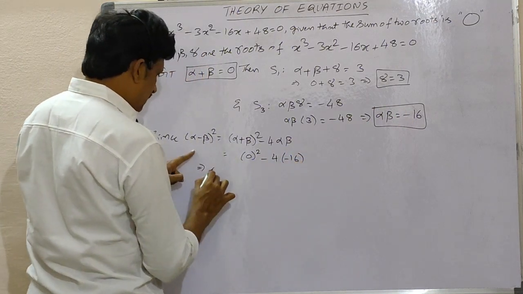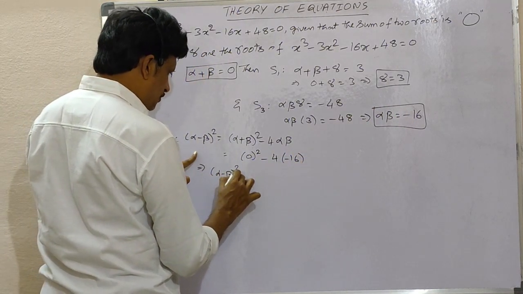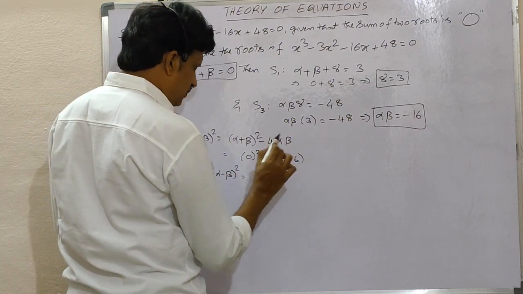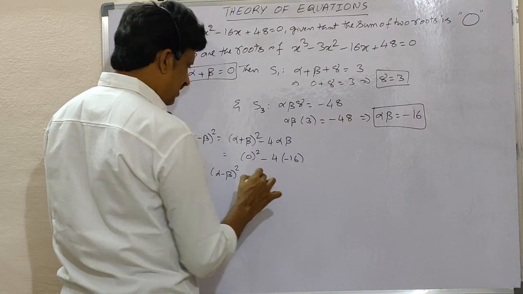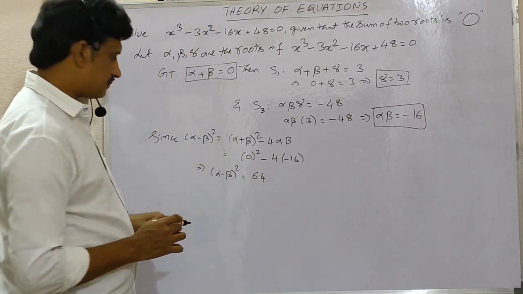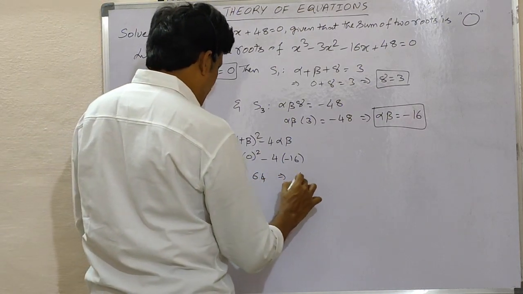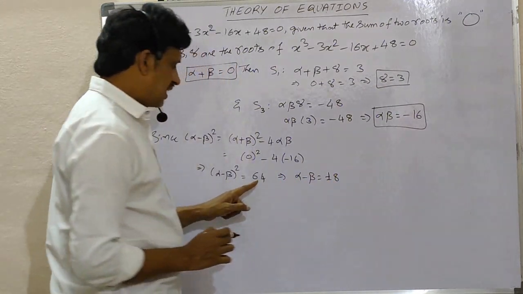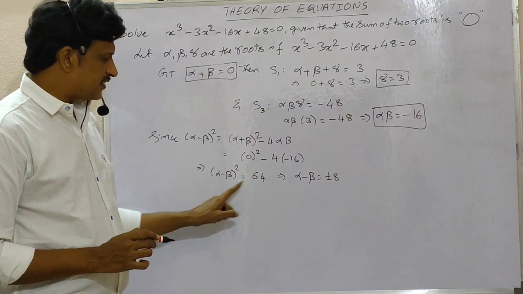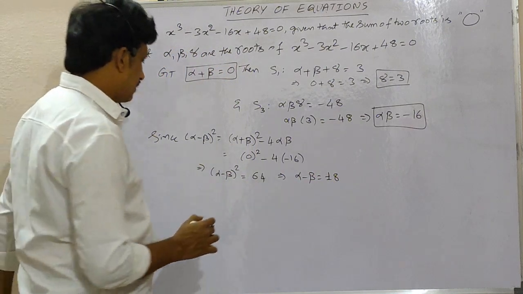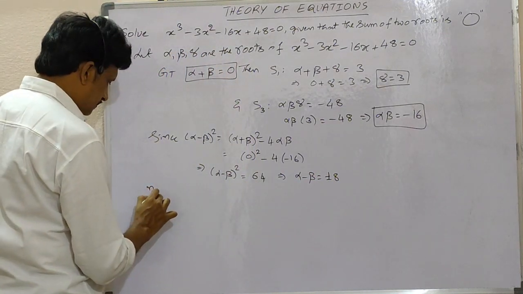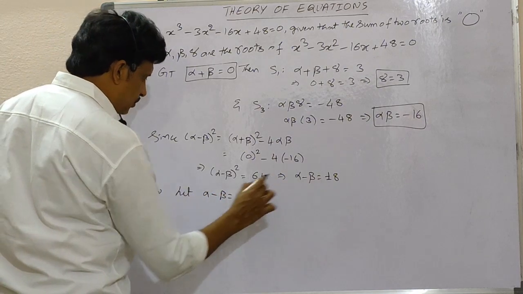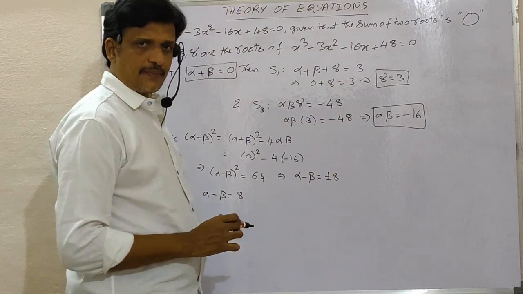So here you are getting the value of alpha minus beta whole square equal to minus of minus, plus 4 into 16, that is 64. So the value of alpha minus beta is equal to plus or minus 8, because 8 square is 64, means apply square root on either side. Now let alpha minus beta be equal to 8. You can take either plus 8 or minus 8, no problem.